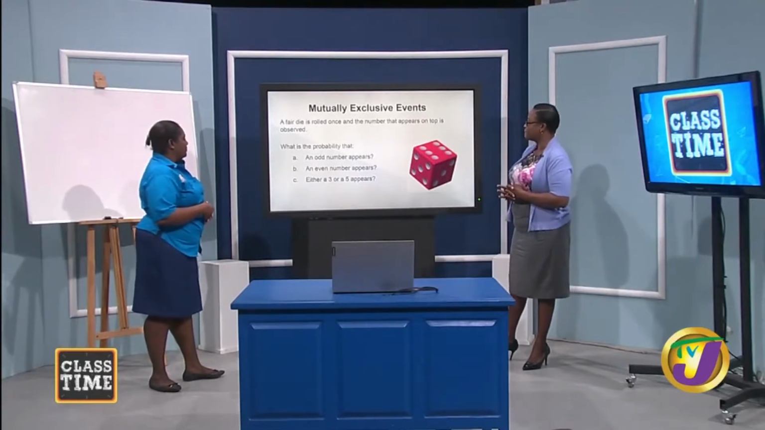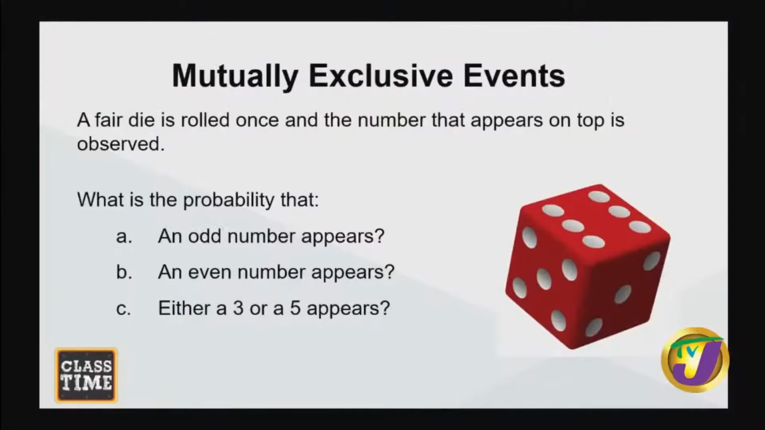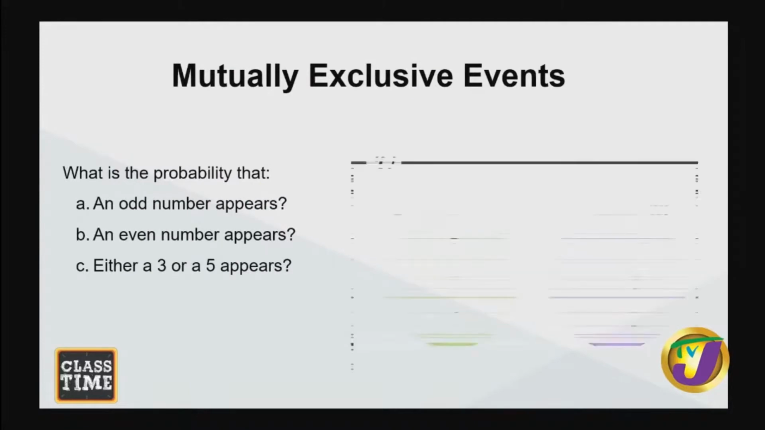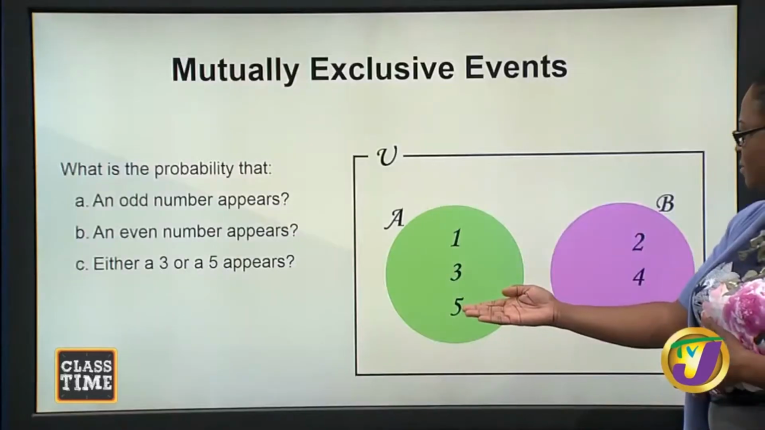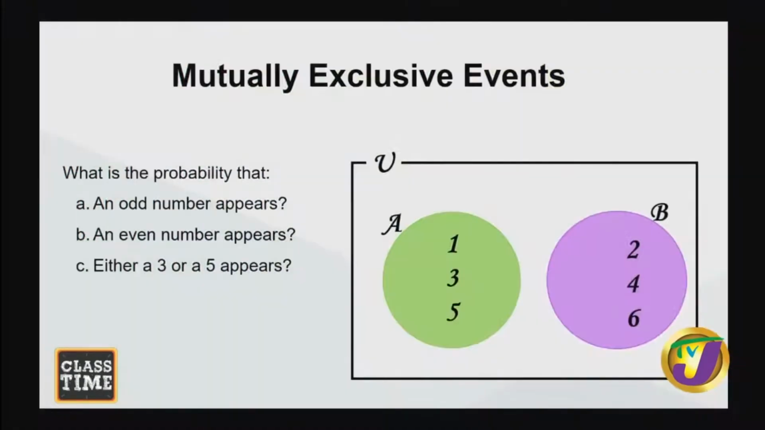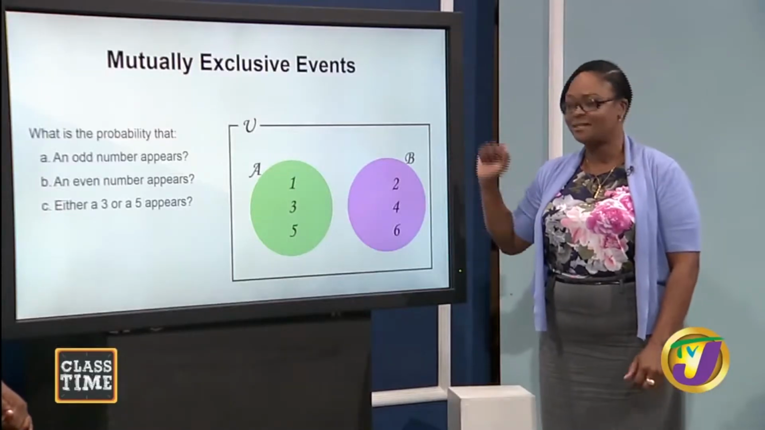Now we can represent this information in a Venn diagram, where event A would represent the odd numbers, and set B represents the even numbers. And of course, the sets are disjoint, because you cannot be odd and even at the same time. Remember, mutually exclusive events.